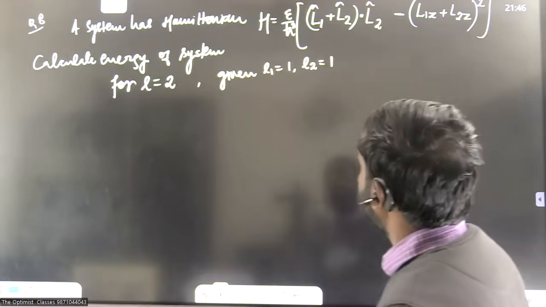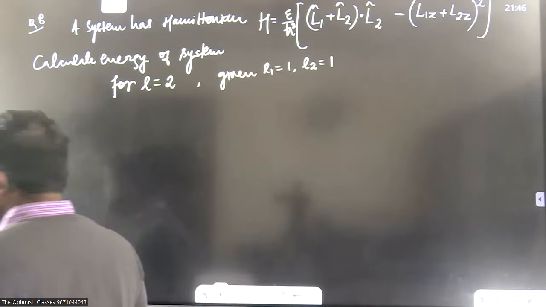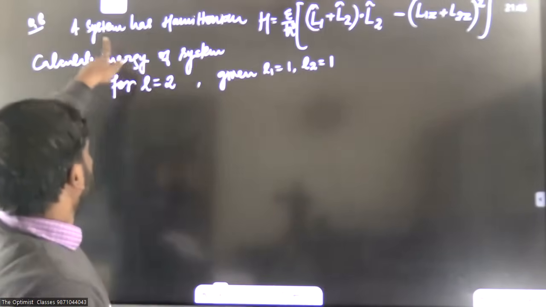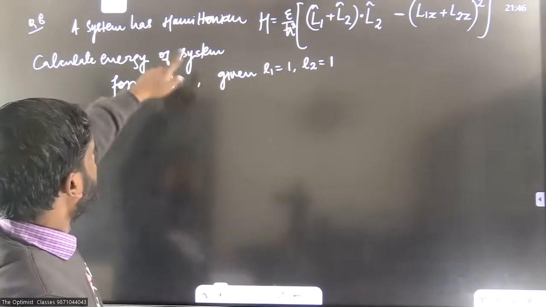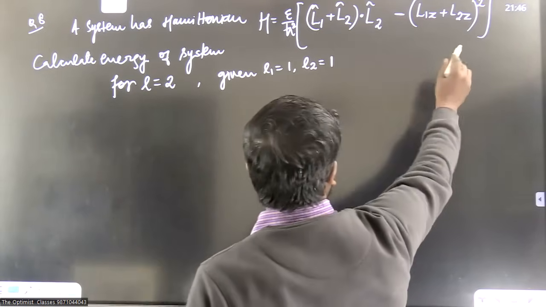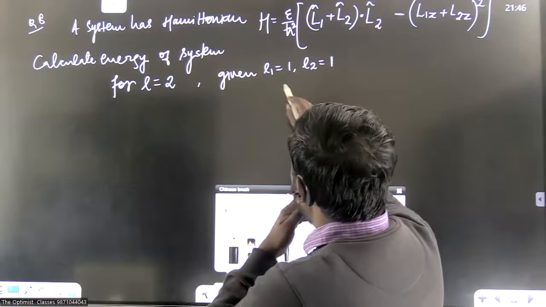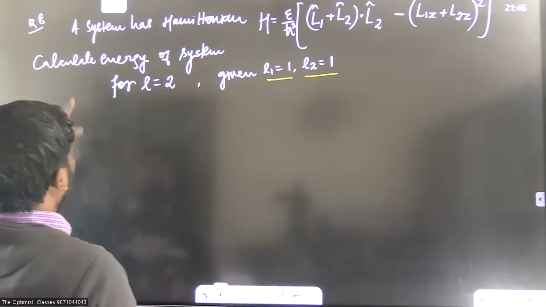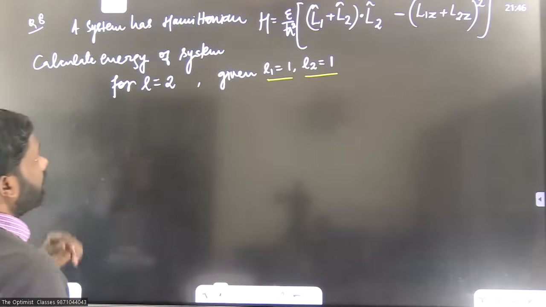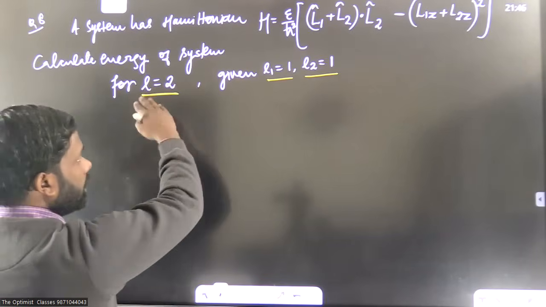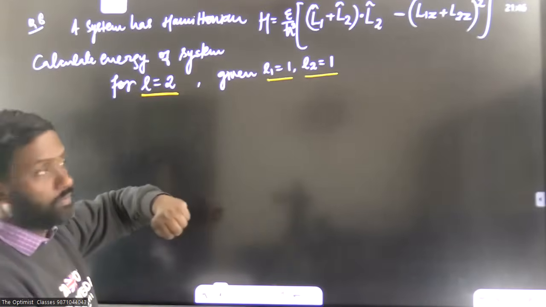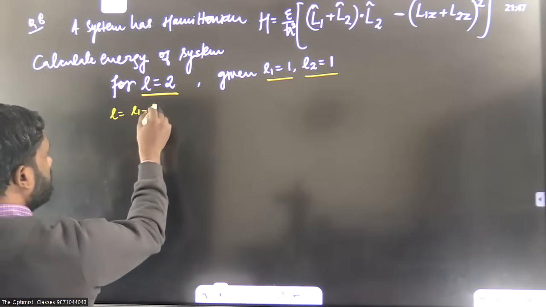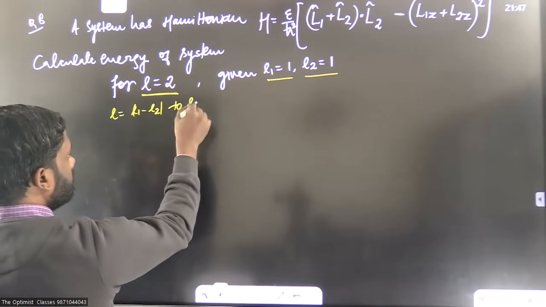Now let's solve another question. See, the question is, a system has this Hamiltonian, for a system for which L1 is 1 and L2 is also 1. Now the question is, calculate the energy of the system for L equal to 2, where L is the total angular momentum quantum number. So we know that when you add L1 and L2, you are going to get L equal to L1 minus L2 to L1 plus L2.